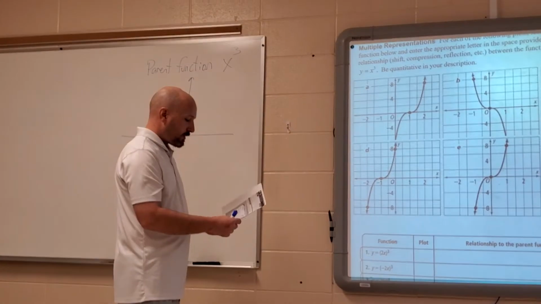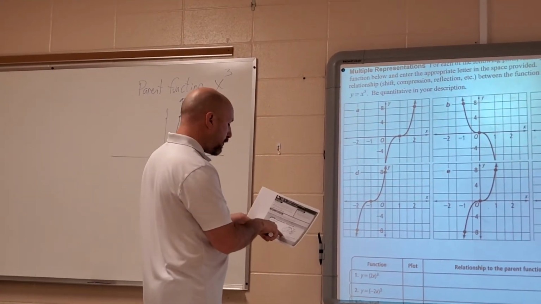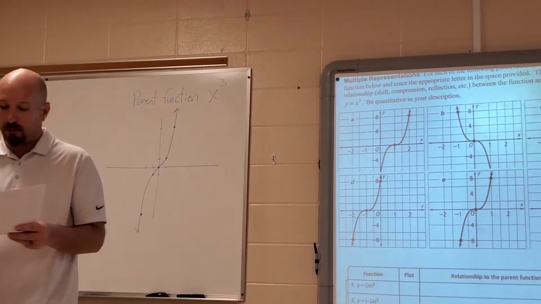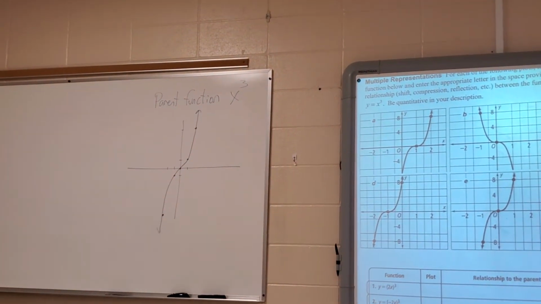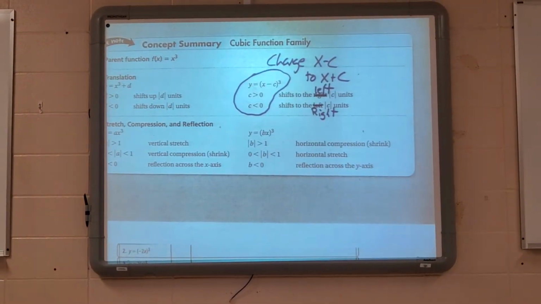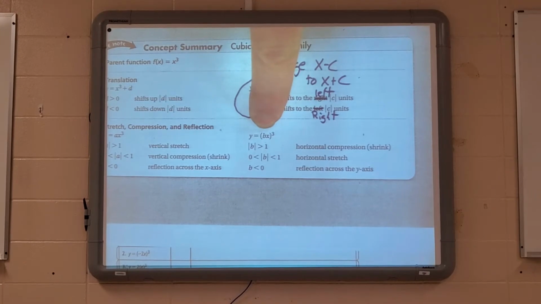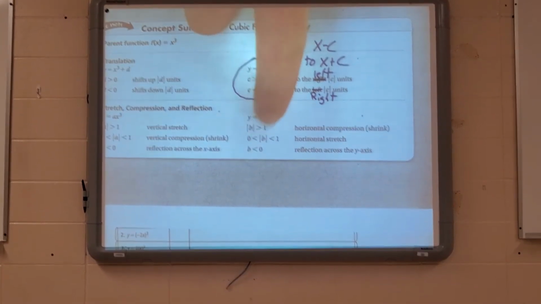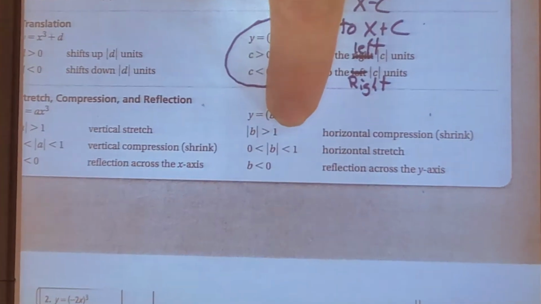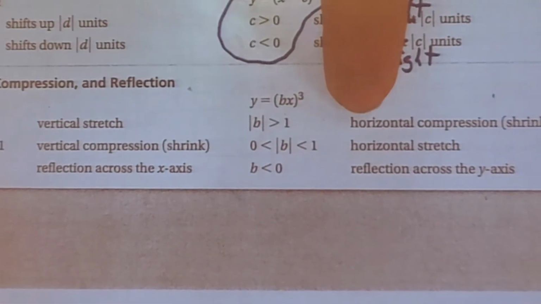Okay? So if you look at your sheet, the 2, that would be a b. So here, I'm going to show you right here. That 2, that's this one. See how it's (bx) cubed? And here, b is bigger than 1. So it's going to be horizontal compression.